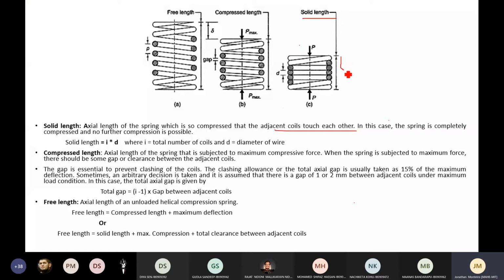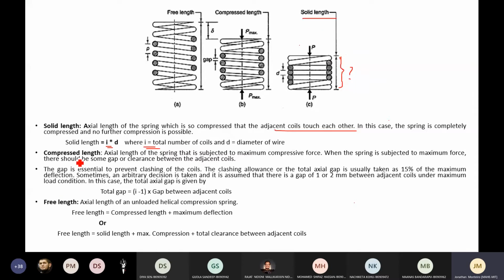Now you can understand what this solid length is. Suppose I want to measure this solid length. What will be the solid length? Given that you have a wire diameter d, you just have to multiply it with the total number of coils, called i. So i into d will give you the total solid length of that particular spring.